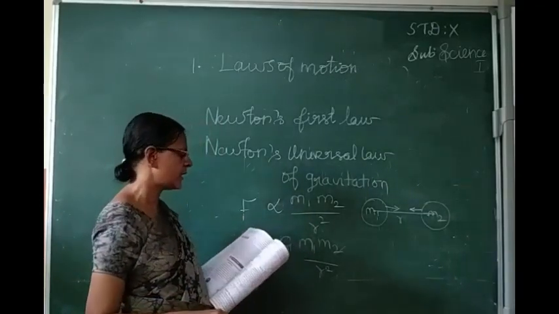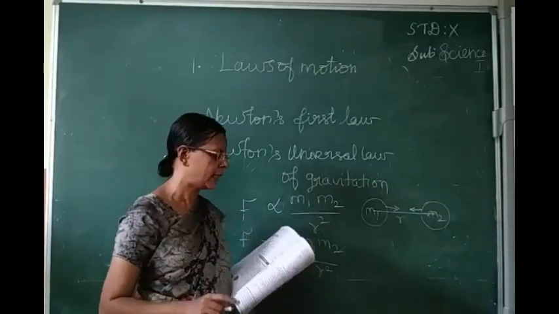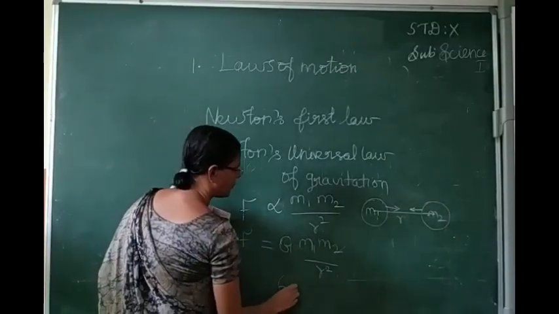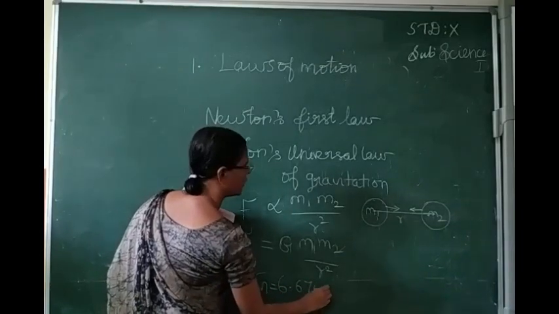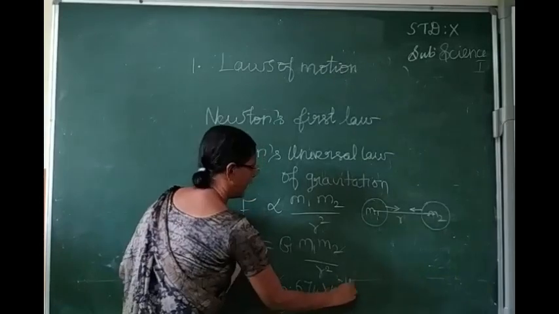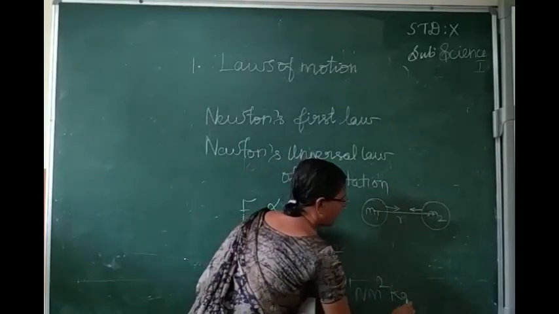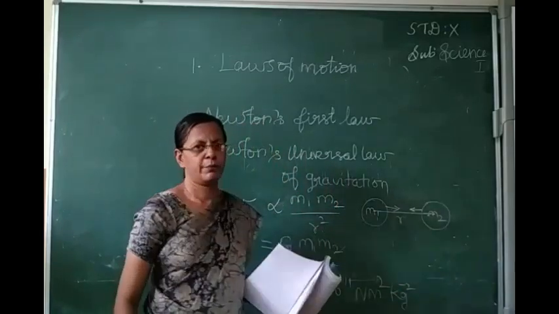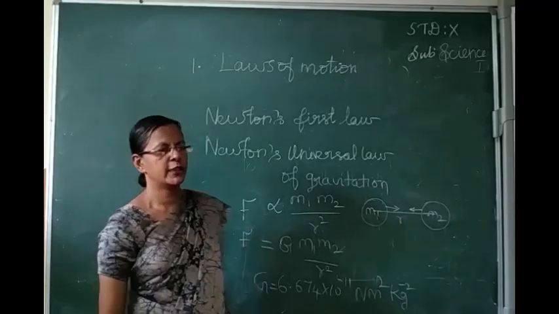Its SI unit is N m square kg power minus 2. The value of this universal gravitational constant, capital G, is 6.674 into 10 power minus 11 N m square kg power minus 2. This is the value of capital G, children.